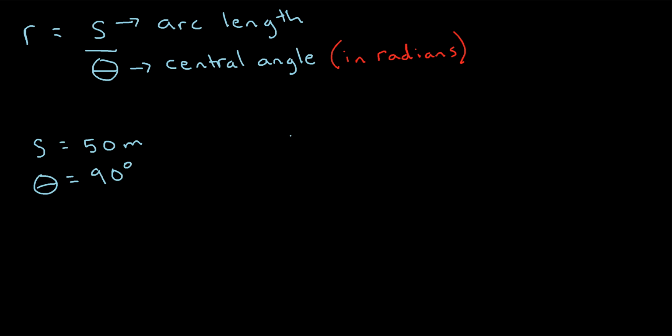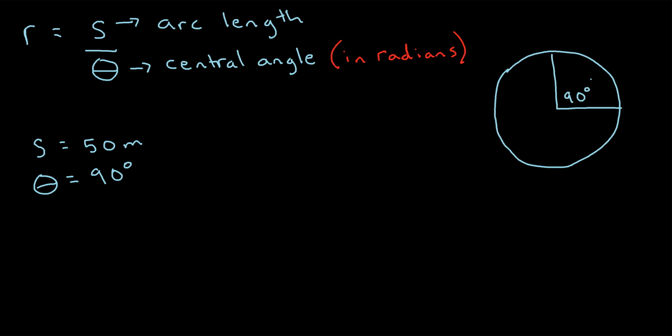Let's try one more example. Let's say we're told the arc length is 50 meters and the central angle is 90 degrees. We want to find the radius. So if we want to visualize this one more time, we're told the central angle is 90 degrees and the arc length, this arc length is 50 meters. And we want to find the radius, r.